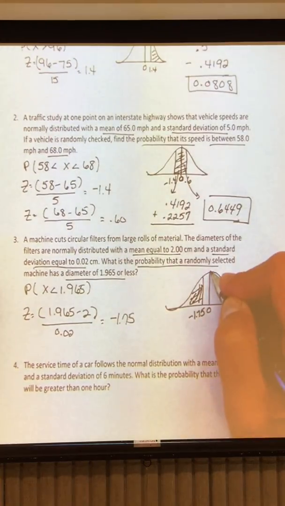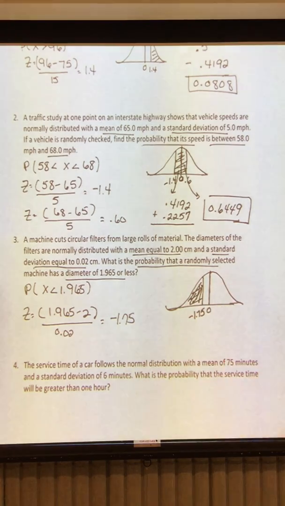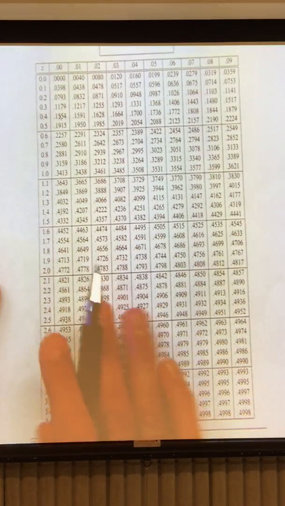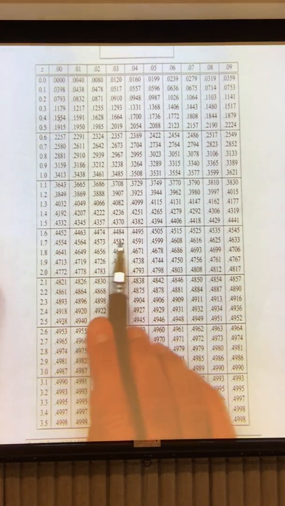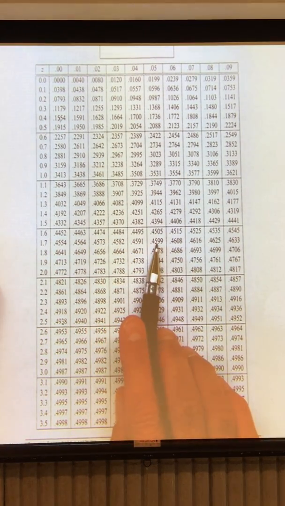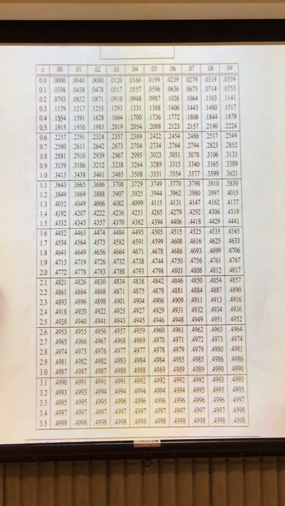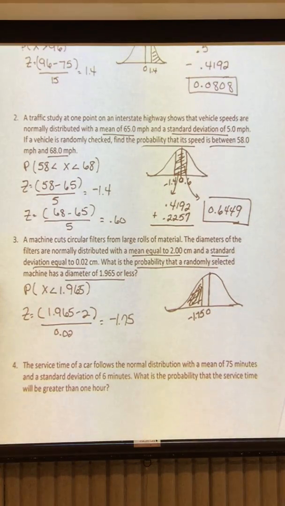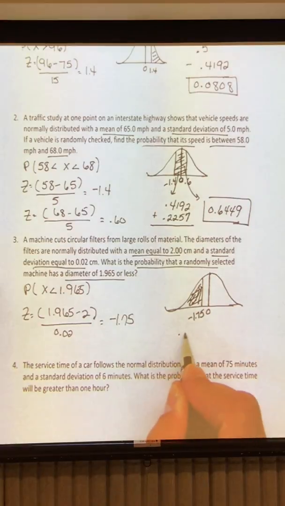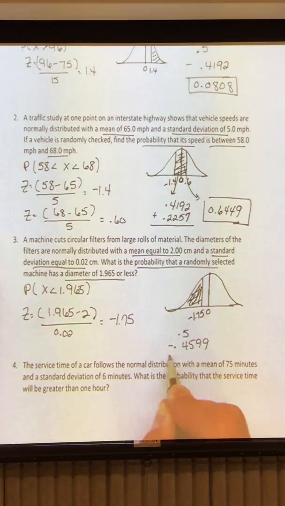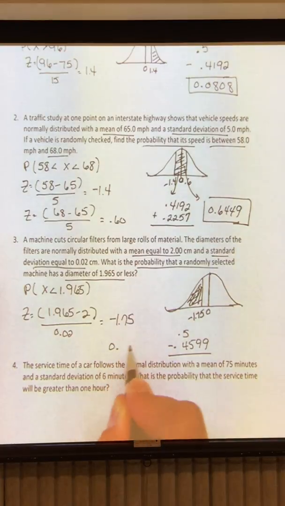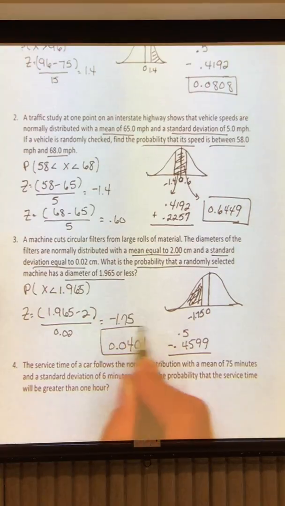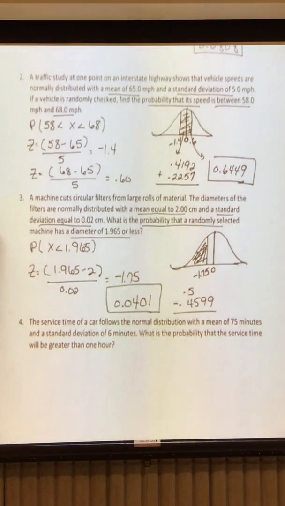So again, you know you're going to subtract from 0.5 because it's a tail. So let's first find the area of 1.75. So you go to 1.7, you're going to cross to 0.05, and that is 0.4599. So you're going to take 0.5 minus 0.4599, and that is equal to 0.0401. And that is the probability.